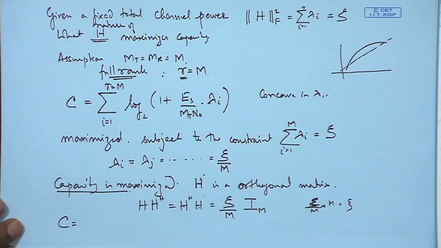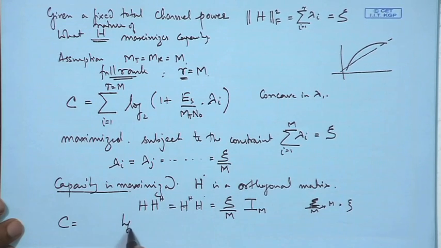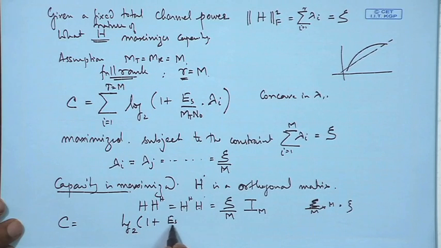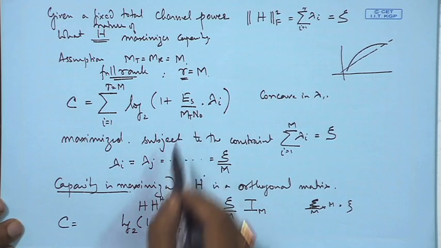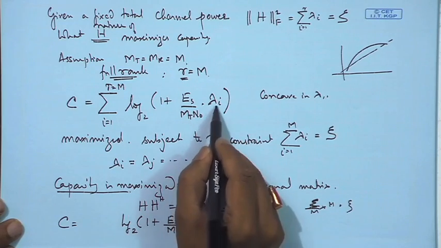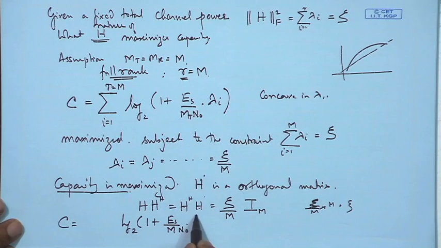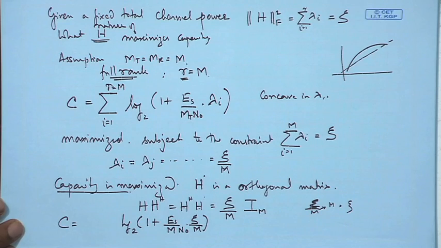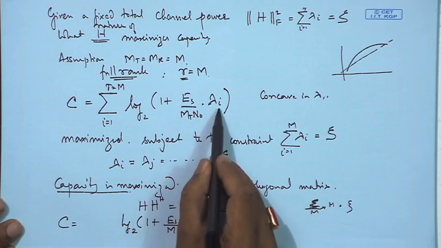So, if this is an orthogonal matrix, then we can say that capacity is maximized, and then the expression of capacity can be, if we look at the inside term, log base 2 of 1 plus Es upon m times N naught. Okay. Mt I have written as m, N naught, lambda i, they are all equal. So, that is zeta upon m. So, inside there is no dependence on this subindex i.